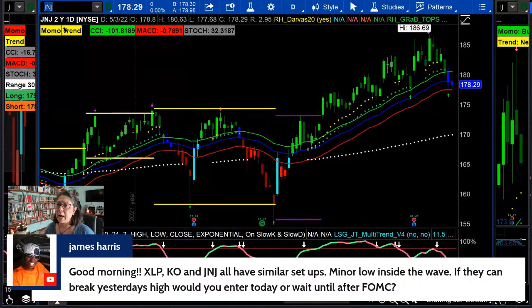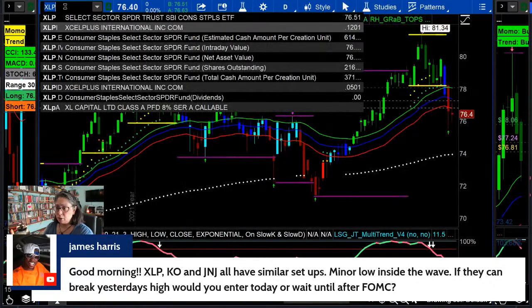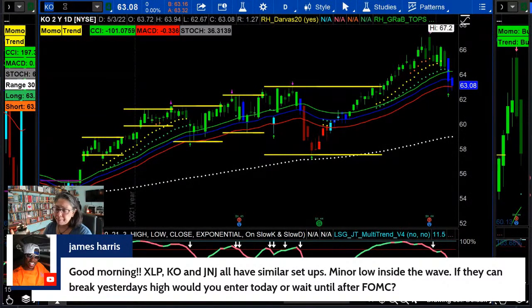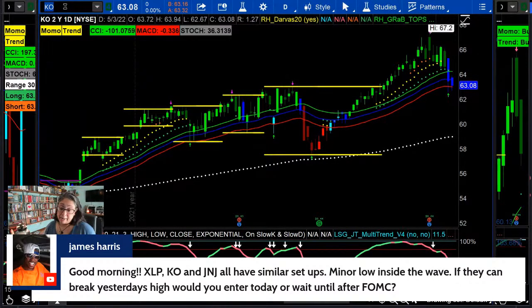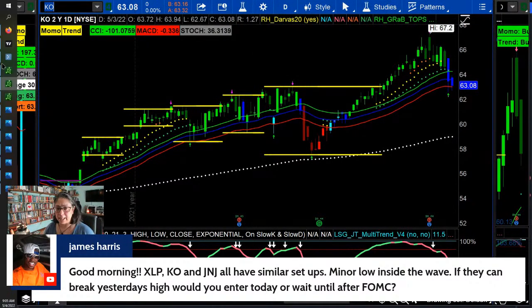If they can break yesterday's high, would I enter today? Now, if you're talking specifically about the minor low that might be in place, what today is looking like right now is an inside day. But yes, Coke, I'd focus on possibly buying with conservative position sizing in the wave. I'd say the same goes for Johnson & Johnson, and I'd pass on XLP because Coke and even Walmart and even Altria may be better boats within that XLP tide.